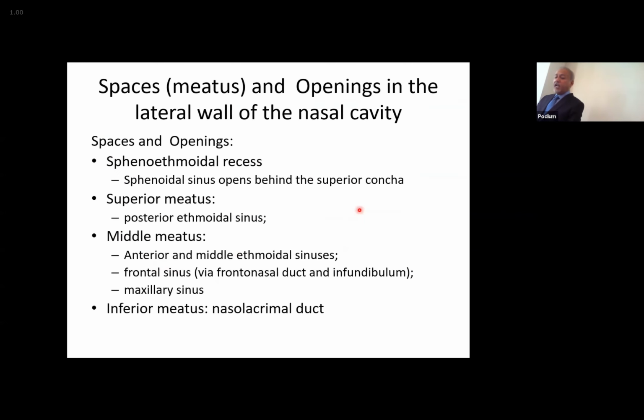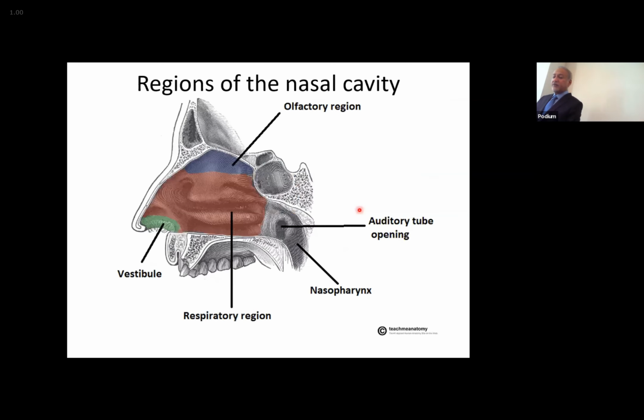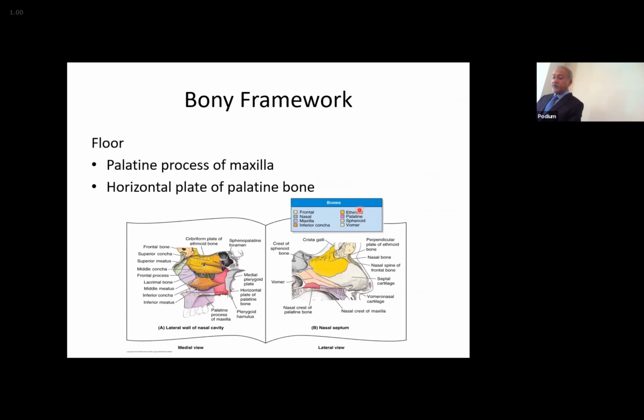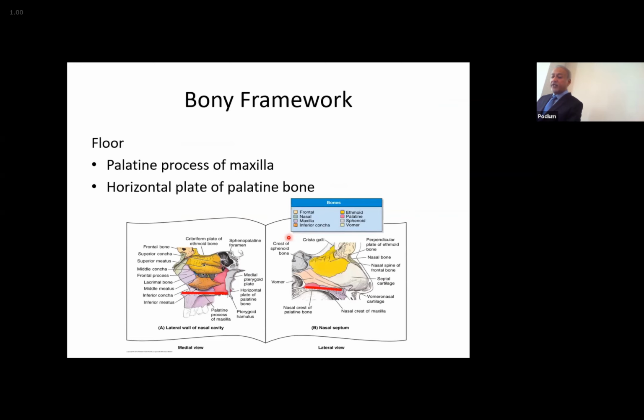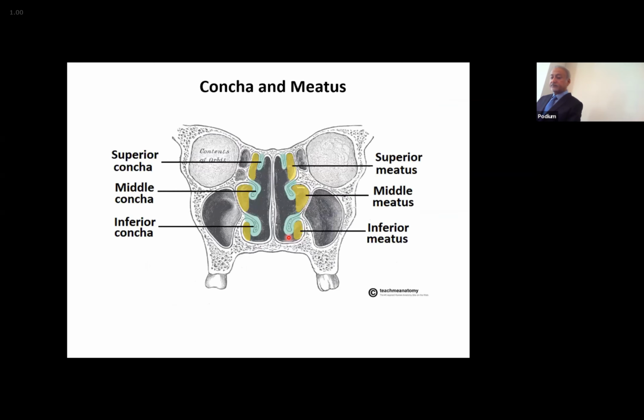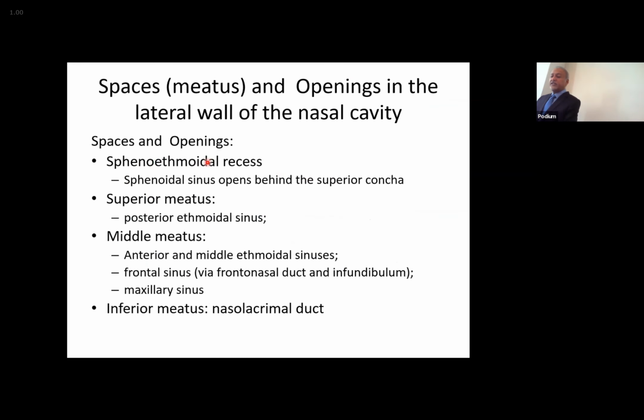Now into these meatuses, remember that we talked about, you see these meatuses there, these meatuses there. Now these different structures are opening into these meatuses. Now what are these structures which are opening into meatuses? Different paranasal sinuses. True, there are 3 meatuses on each side, there are 3 conchae on each side.